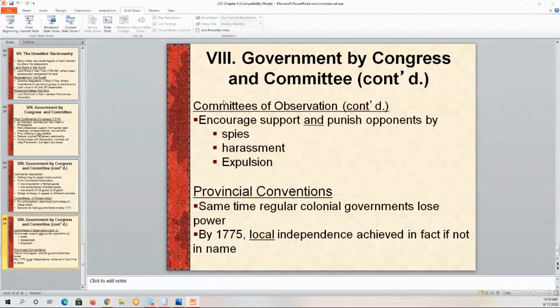So provincial conventions are meetings within the colonies by their leaders and their representatives. Each one of these will send delegates to those meetings, to the First and Second Continental Congress, to the Constitutional Convention, which, it's Constitution Day today. Today is the anniversary of them signing the Constitution in 1787. But this is the beginning. We're about 10 years away from that.